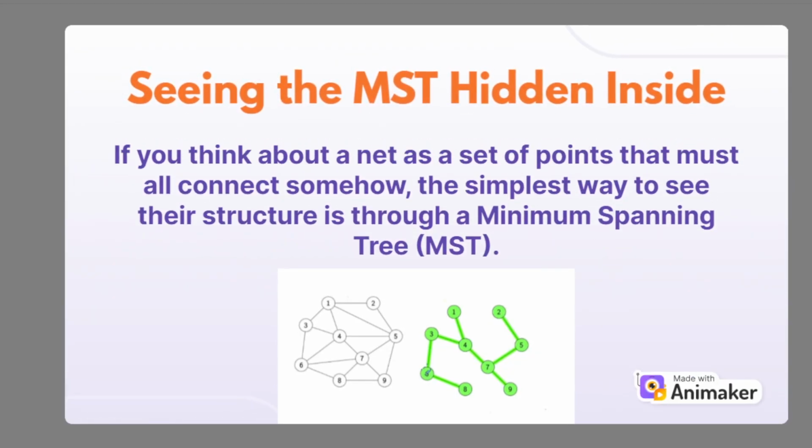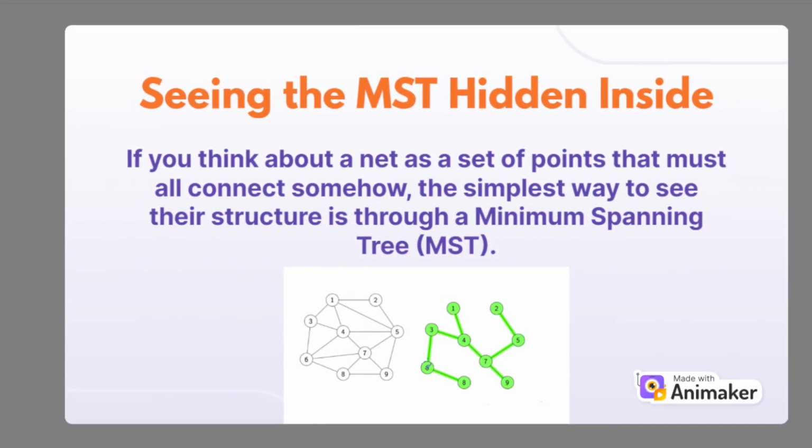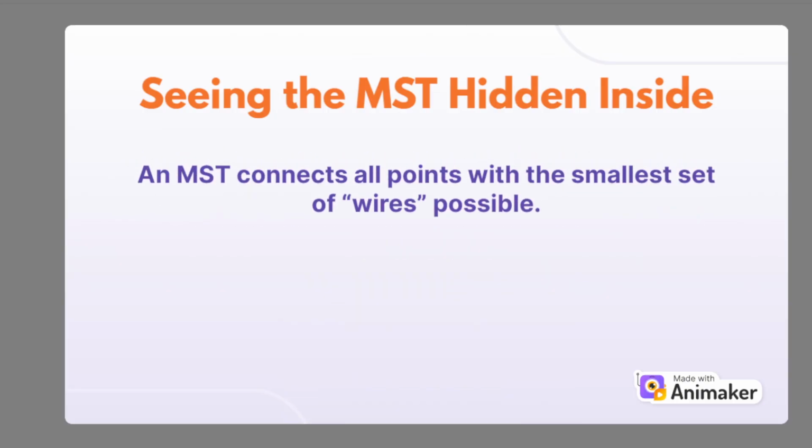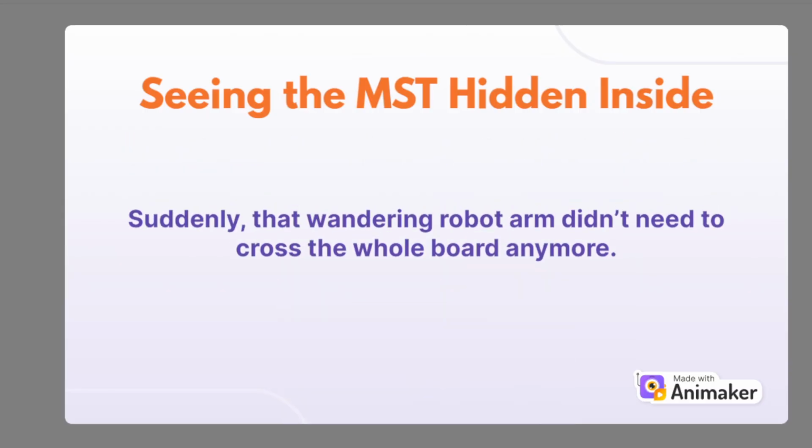If you think about a net as a set of points that all must be connected somehow, the simplest way to see their structure is through a minimum spanning tree, or an MST for short. An MST connects all points with the smallest set of wires possible. Here's the clever part. If you cut the longest edge, you get small clusters that still remain connected through shared points. Testing each small cluster ensures the entire large net is validated. Suddenly, that wandering robot arm didn't need to cross the whole board anymore.